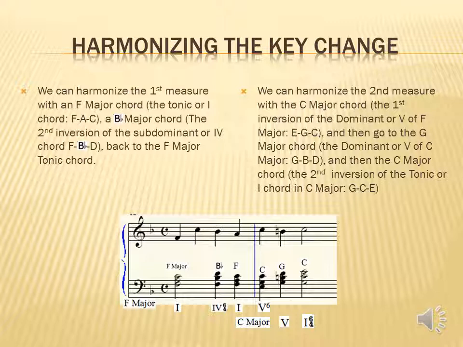We can harmonize the second measure with a C major chord, the first inversion of the dominant or 5 of F major, E, G, C, and then go to the G major chord, the dominant or 5 of C major, G, B, D, and then the C major chord, the second inversion of the tonic or 1 chord in C major, G, C, E. And it sounds like this.